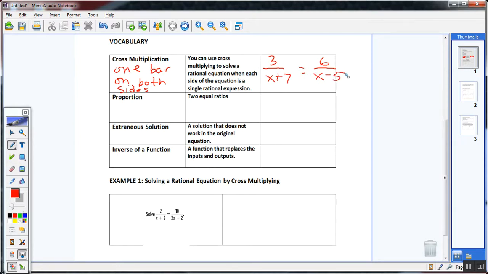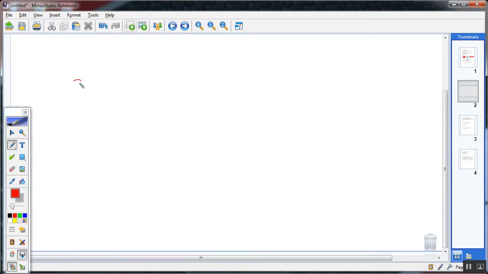On the left and on the right, do we have rational functions? Both are written as a fraction, right? Is there just one bar on the left and on the right? Could I use cross-multiplying then? I could. How about this? I'll come back to this. If I had this.